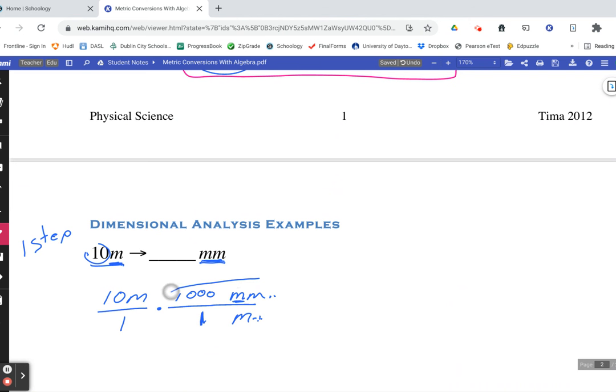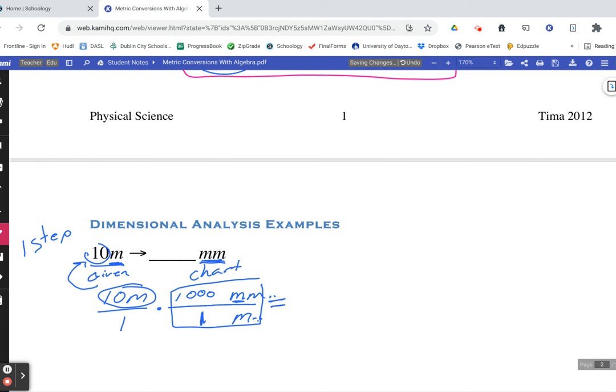So again, this step right here came off of the chart. This came off of the chart, right? This was the given, which is located right up above here. Now we do some simple math.